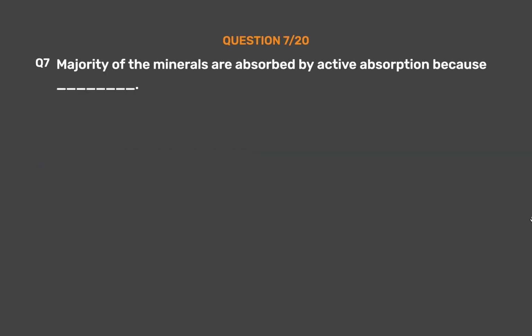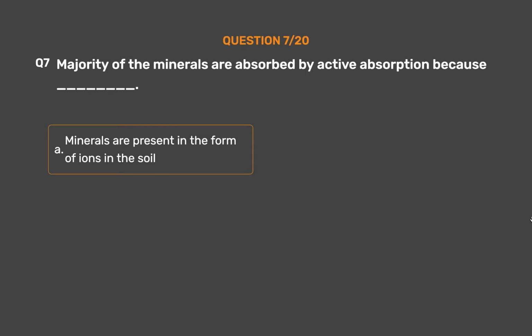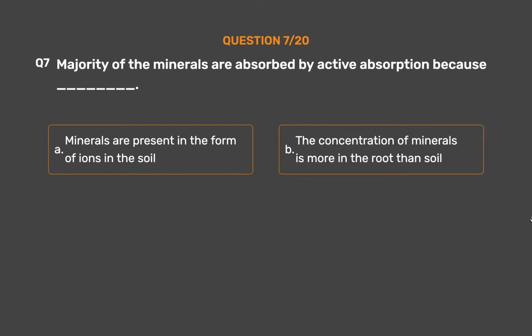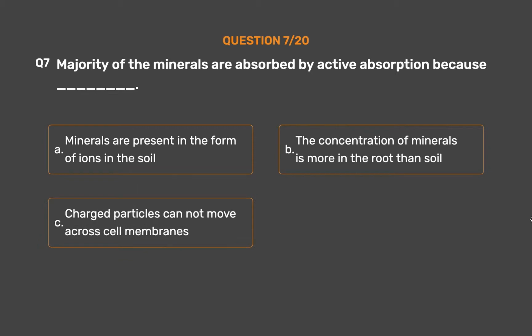Question number 7. Majority of the minerals are absorbed by active absorption because Option A. Minerals are present in the form of ions in the soil. Option B. The concentration of minerals is more in the root than soil. Option C. Charged particles cannot move across cell membranes. Option D. All of these.